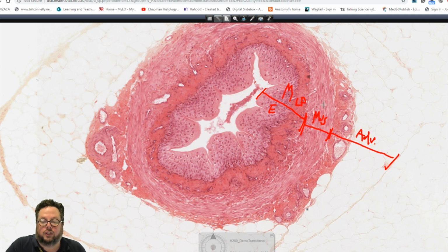And if you were to look at some x-rays of where they've injected dye into the ureters, you can actually see little constrictions where peristalsis is taking place.